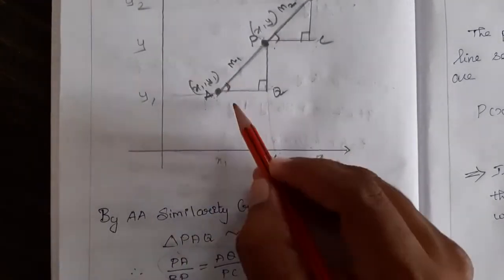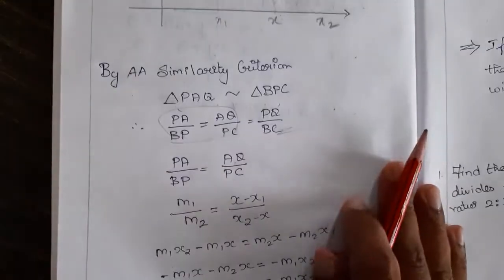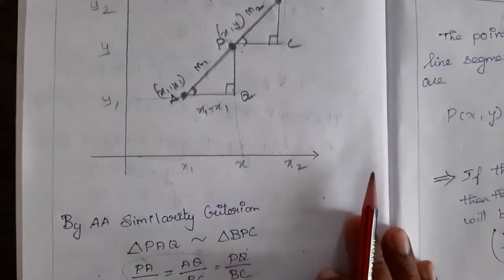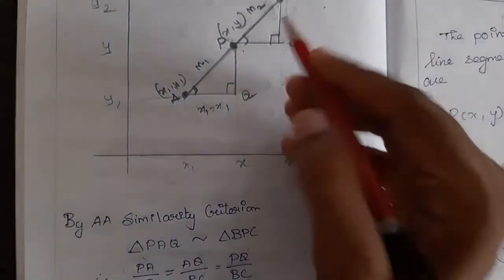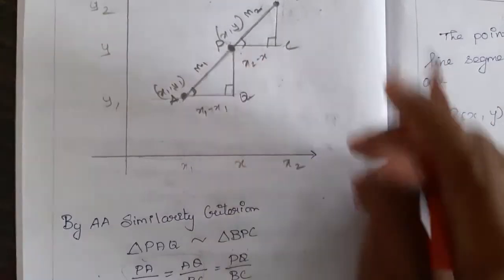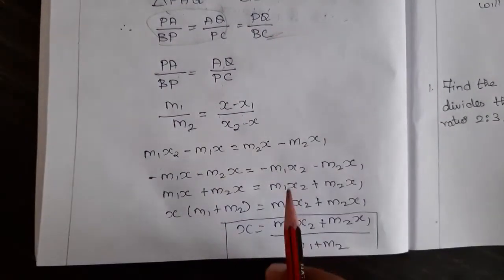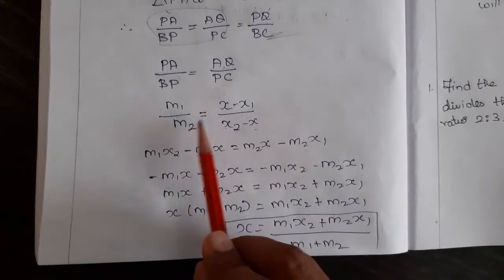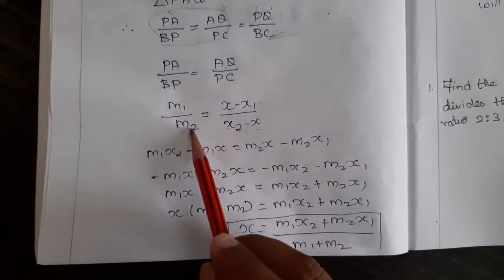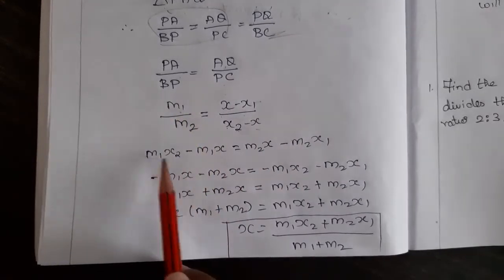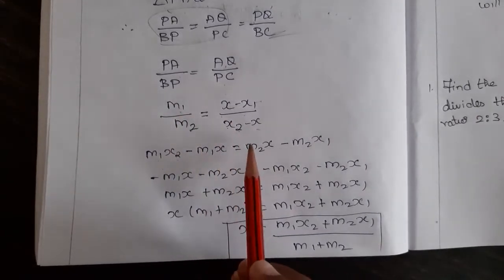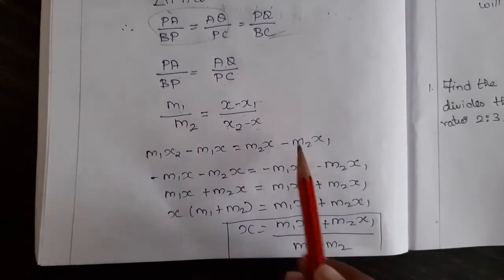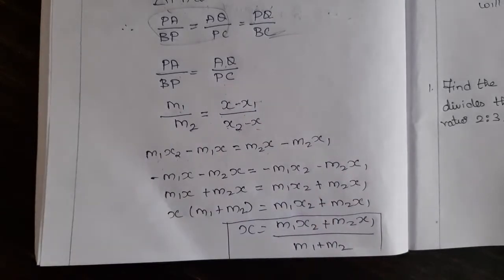So x minus x1, and next we need PC, and PC is also the same. The full thing is x2, so x2 minus x. PC is x2 minus x, right? PC is equal to x2 minus x. Just we will take it across. This will become multiplication here, and M2 will multiply here, and M1 into x2, because we multiplied and written minus M1x is equal to M2x minus M2x1.